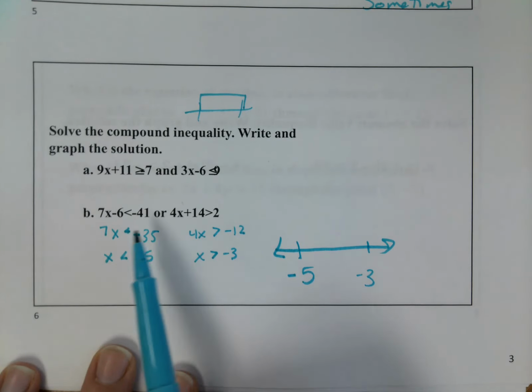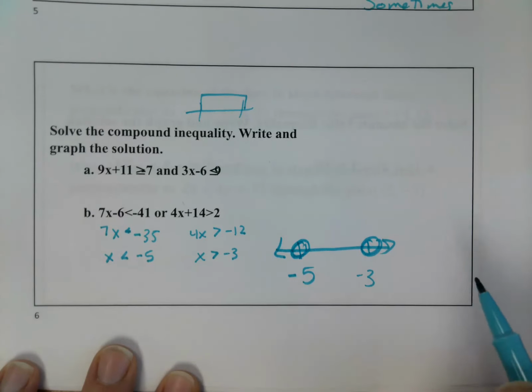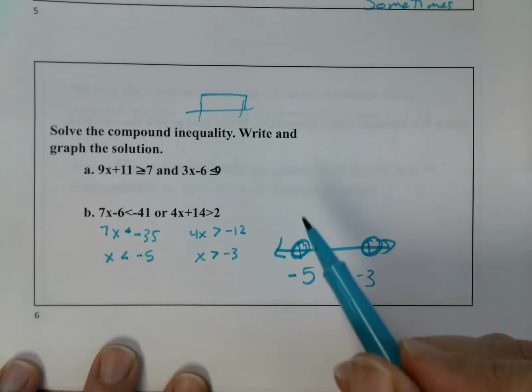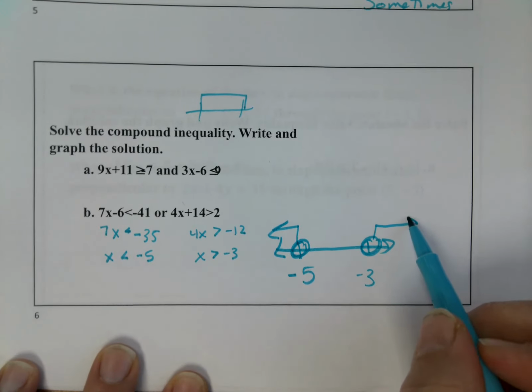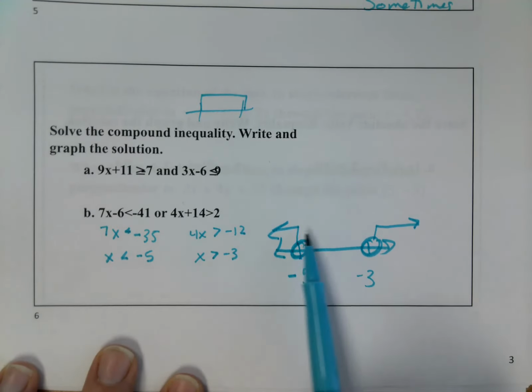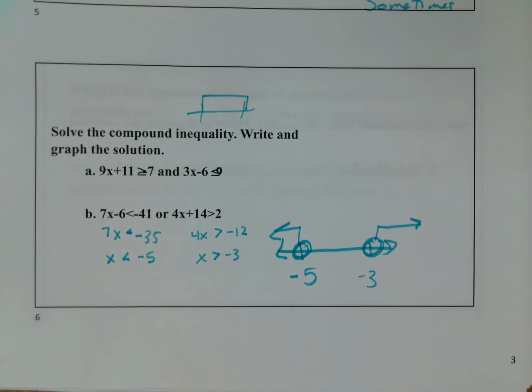There's no line for either of these. Both of these will be open circles. This is x is less than, so that means it's pointing to the left. X is greater than negative 3, that's pointing to the right. An or statement should always have the space, and an and statement should be shaded in between.